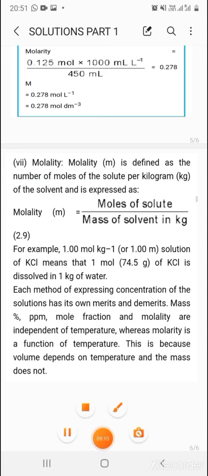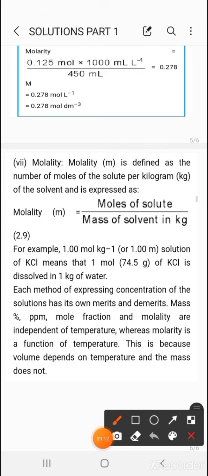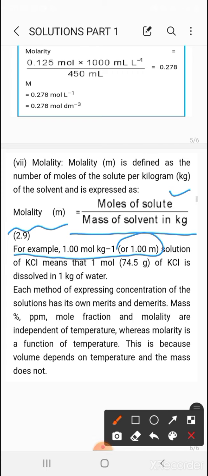So for example, now the formula of molality is the moles of solute divided by mass of solvent in kilograms. So for example 1 mole per kg or 1 molal solution means what? It means 1 mole of KCl dissolved in 1 kg of water.